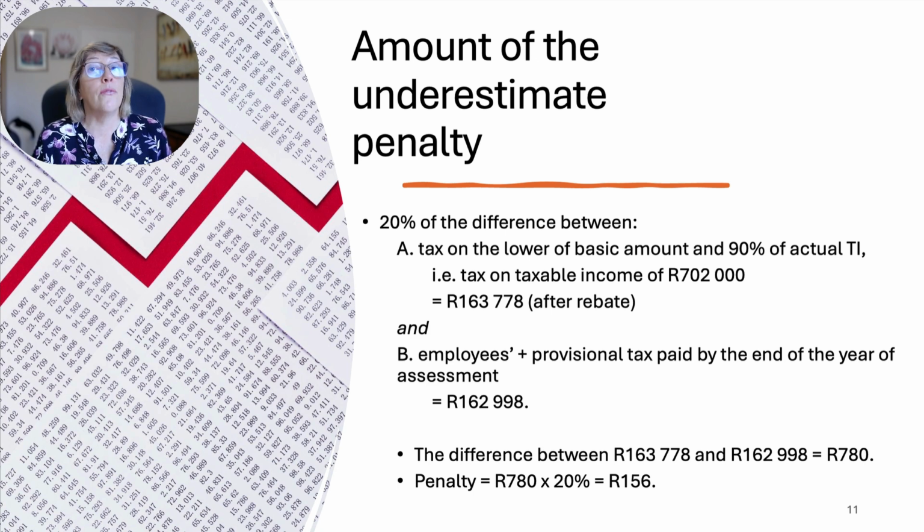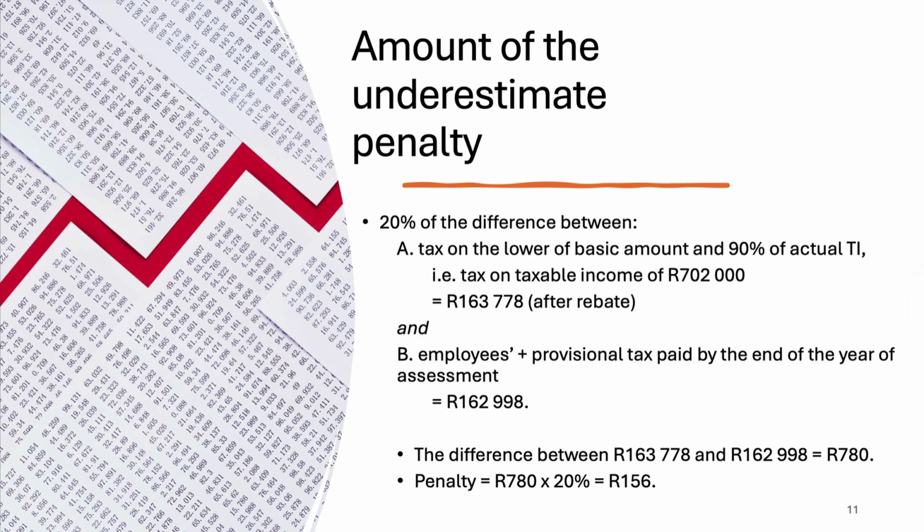All right, we're not getting to the final assessed taxable income yet. This is just according to the provisional tax rules. He's underpaid by the last day of the year of assessment, 780 Rand. So the penalty is 20% on that amount, which is going to be 156 Rand. Now you might think, well, that doesn't look so bad. But of course, the numbers could result in this penalty being a lot higher.